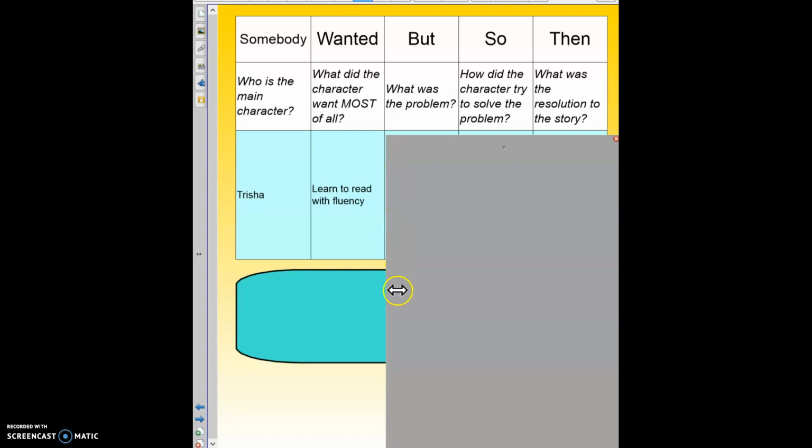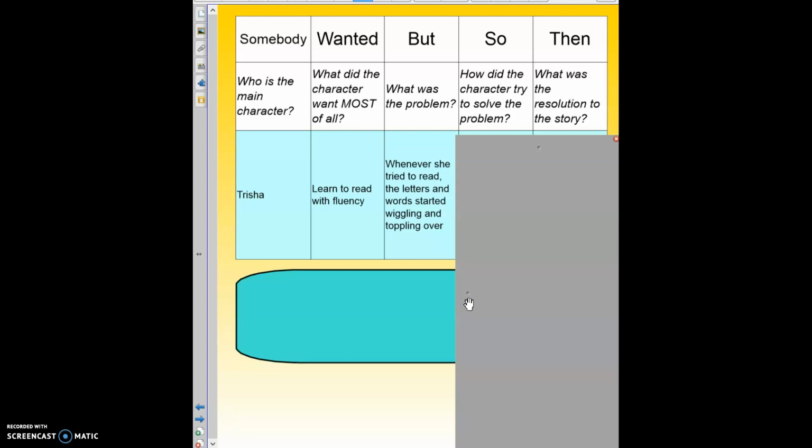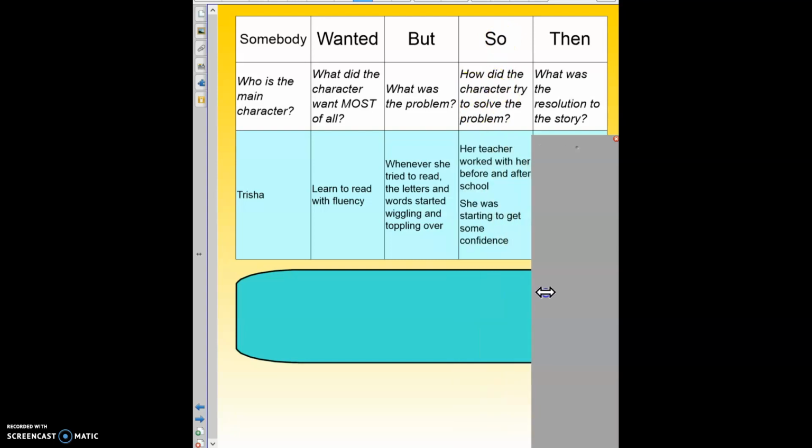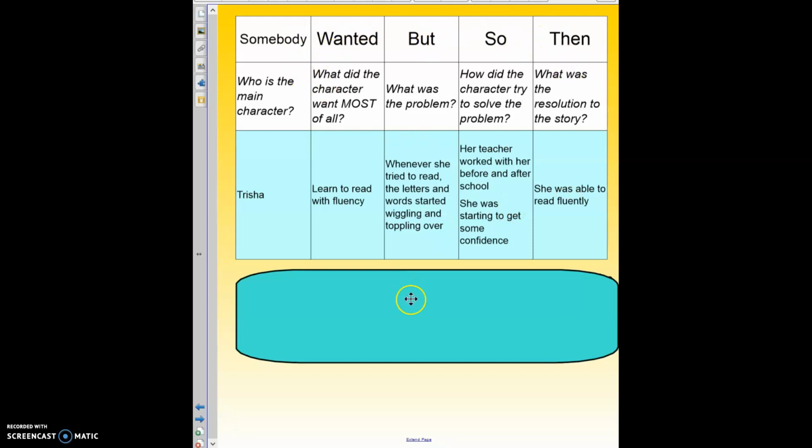But what was her problem? Whenever she tried to read, the letters and words started wiggling and toppling over. So, how did the character solve this problem? Well, her teacher worked with her before and after school, and she started getting some confidence. Then, what was the resolution to the story? Well, she was finally able to read fluently. So now, let's put all these details together using our transition words.